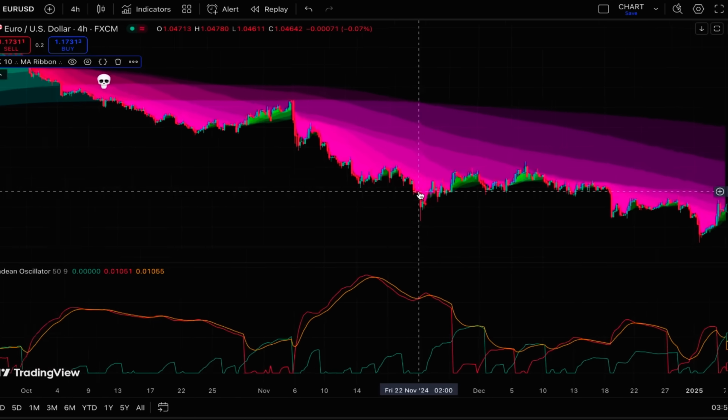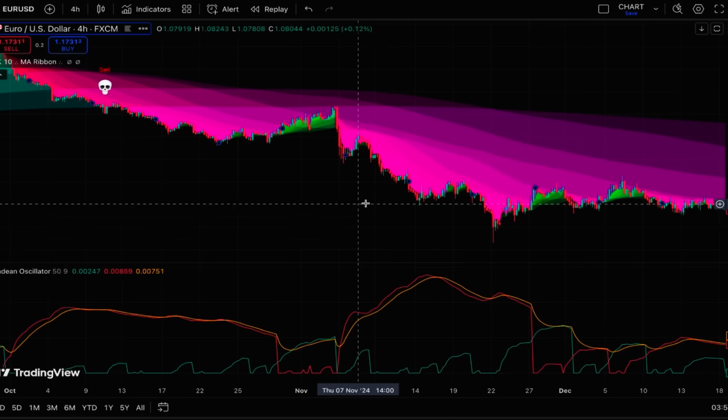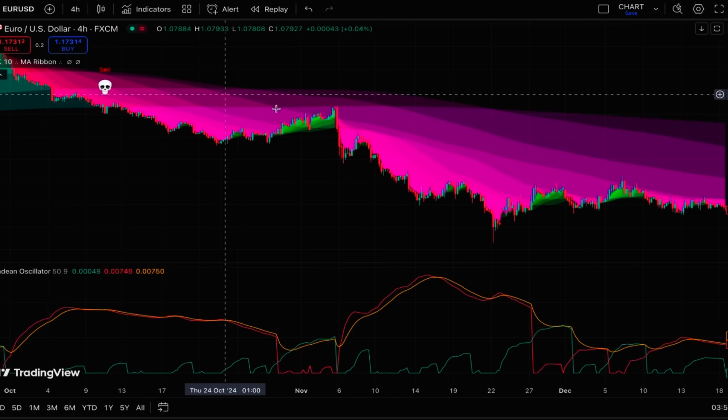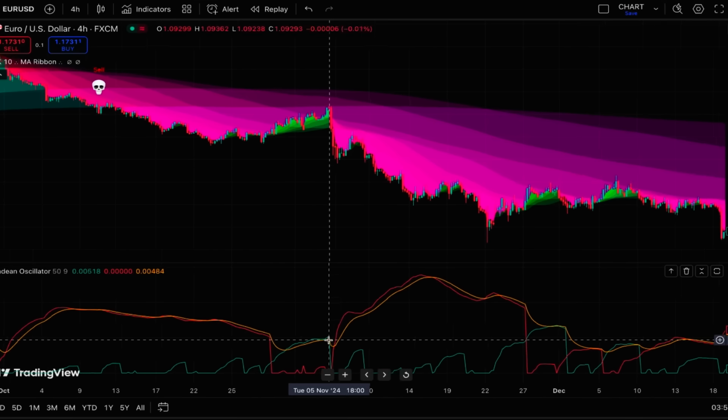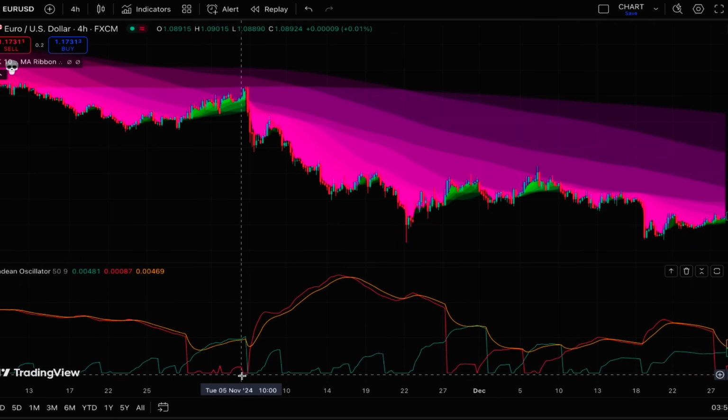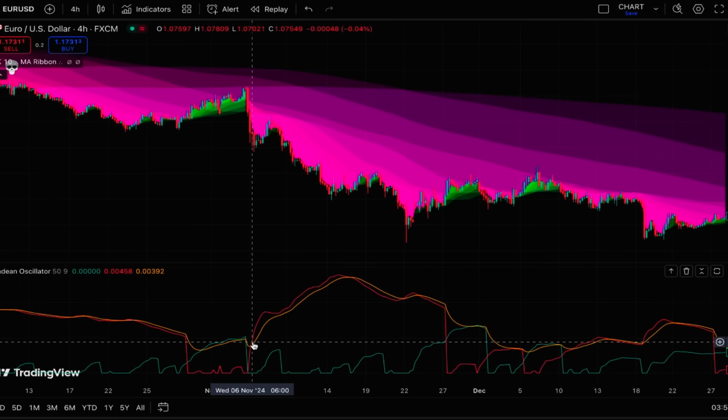Alright, let me show how you can find trading opportunities with the help of these 2 indicators. When this moving average ribbon is showing downtrend, here in Andean oscillator, we want a situation like this where the red line crosses above the green line and then it crosses above the orange line.